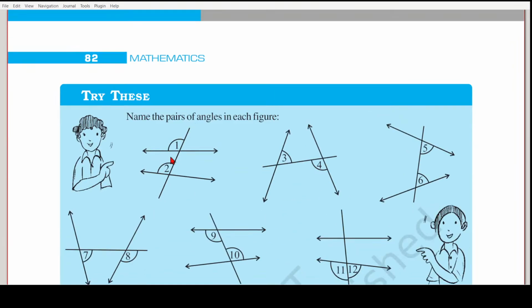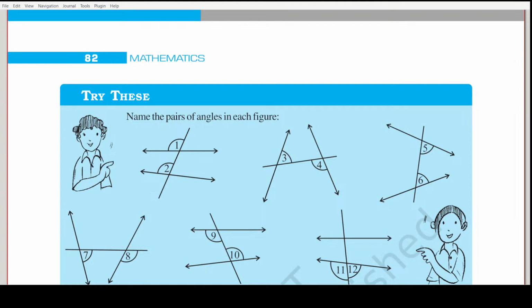Yes, they are corresponding. What about this one, 3 and 4? They are alternate. Alternate only. Then what? They are alternate interior angles. Very good. Alternate interior because they are inside.